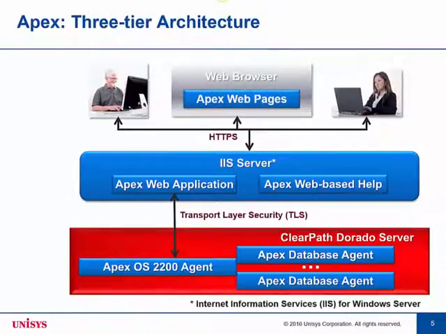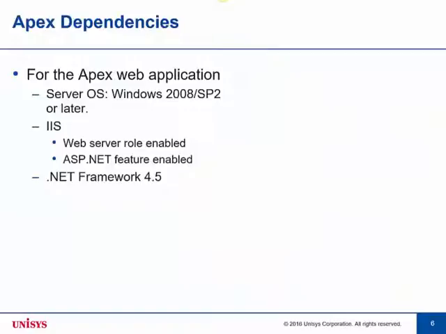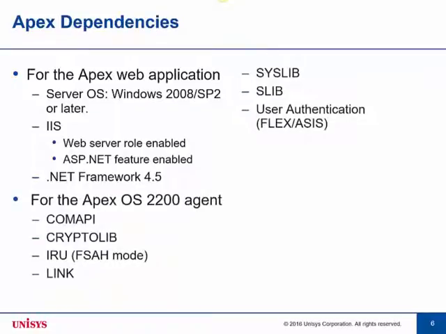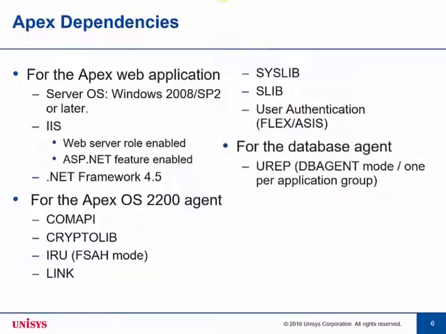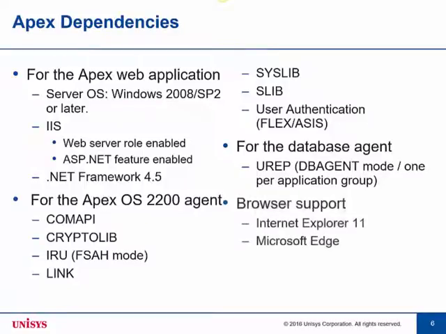Basing the user interface on browser technology eliminates the need for the administrator to install any additional software on the workstation. This makes any device that can access the web server a potential system management workstation. The Apex web application requires Windows 2008 Service Pack 2 or later. The server also needs IIS installed as a web server with ASP.NET enabled, along with .NET Framework 4.5. On the OS 2200 host, Apex depends on the software listed here, which is included in all integrated operating environments. Apex has been tested with a variety of web browsers and is officially supported on Internet Explorer 11 and Microsoft Edge.